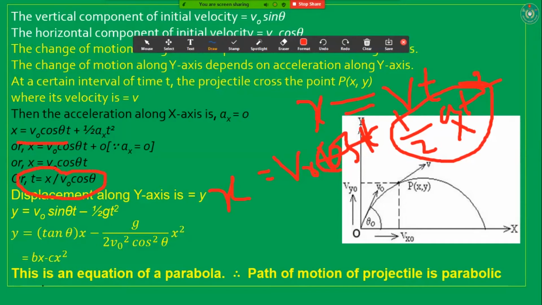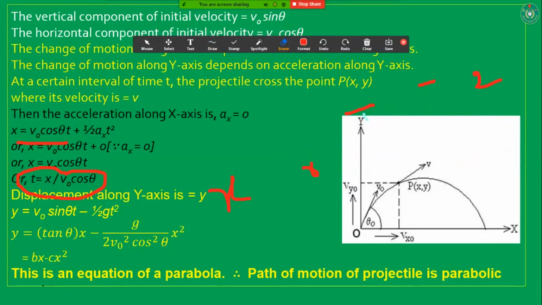My dear boys, what am I going to deliver? That is our concern. I am going to find out the distance or height along the x and y axes at any instant of time. Let's see the displacement along the y-axis.